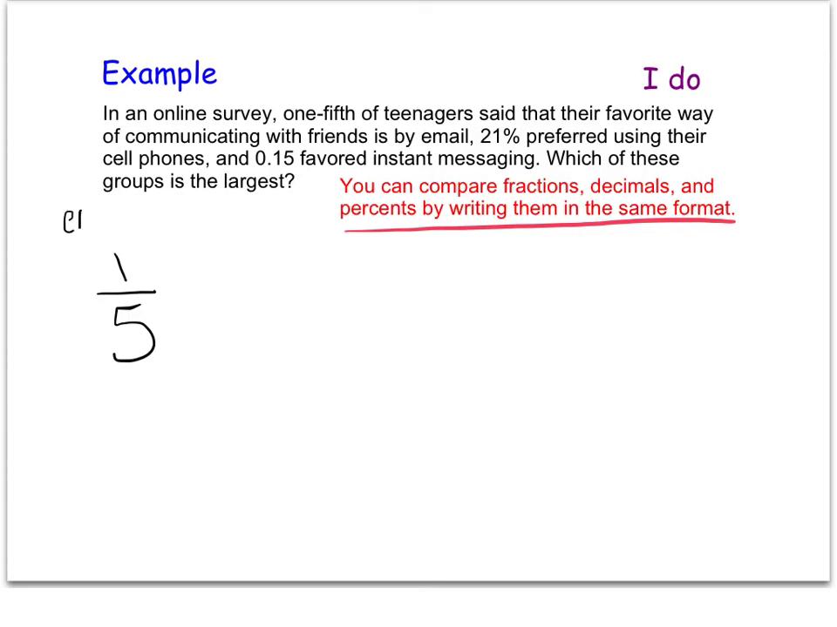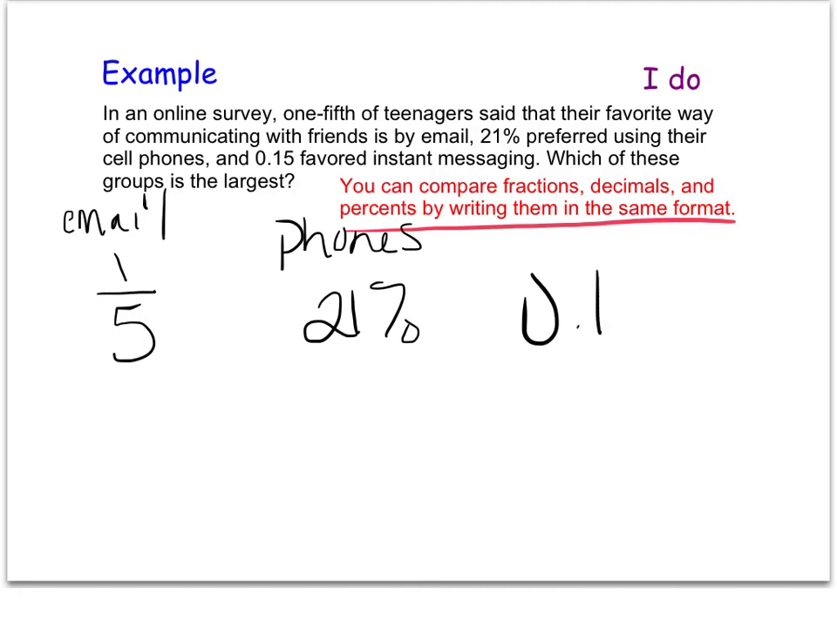So let's see, we've got 1/5 using email, and then we have 21% using their phones, and 0.15 liked IM. Okay, so I have 1/5 compared to 21% compared to 0.15. So I've got a fraction, a percent, and a decimal. Right now, I can't really tell which one is the greatest because they're not in the same format. So in order to compare them, I'm going to get them all in fraction, all in percent, or all in decimal.